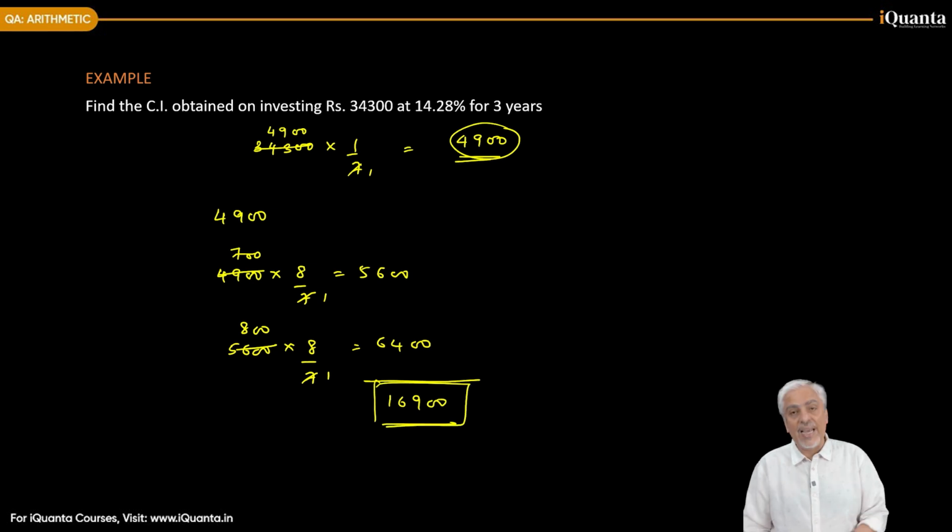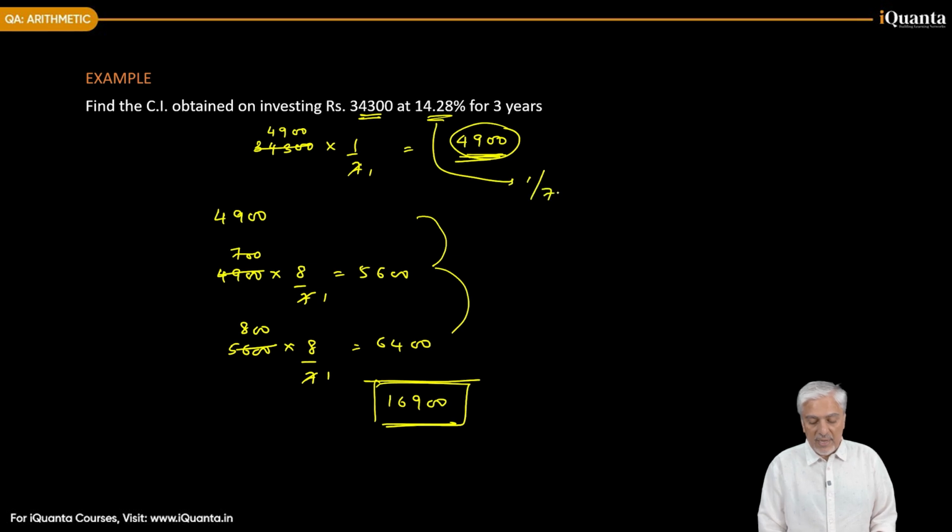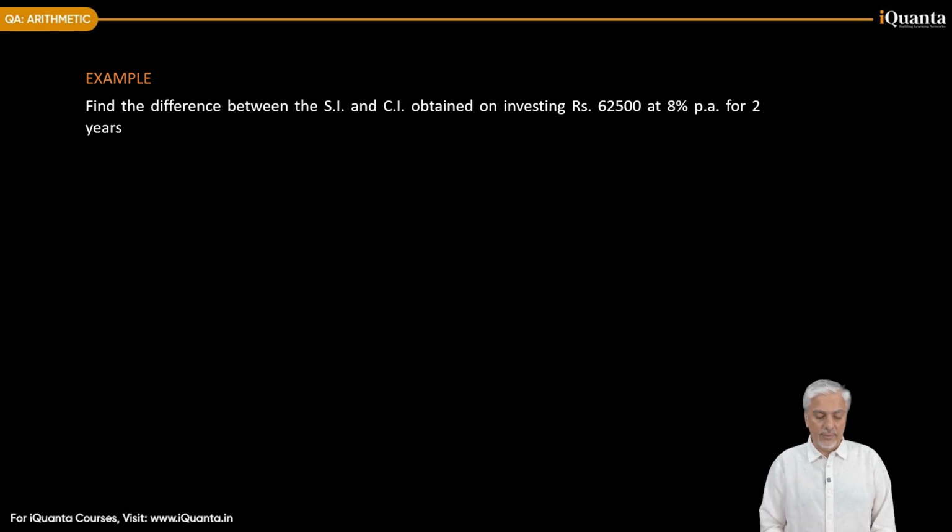If I wanted to do the calculation every year, I would have to spend a lot more time. What would I have to do? I would have to add this 34300 plus 4,900 on that 1 by 7. That's a waste of time. And hence, knowing these shortcuts is very important, that the rate was 1 by 7. And therefore, every year, the compound interest earned will become 8 by 7. Okay, let's go ahead to the next question.